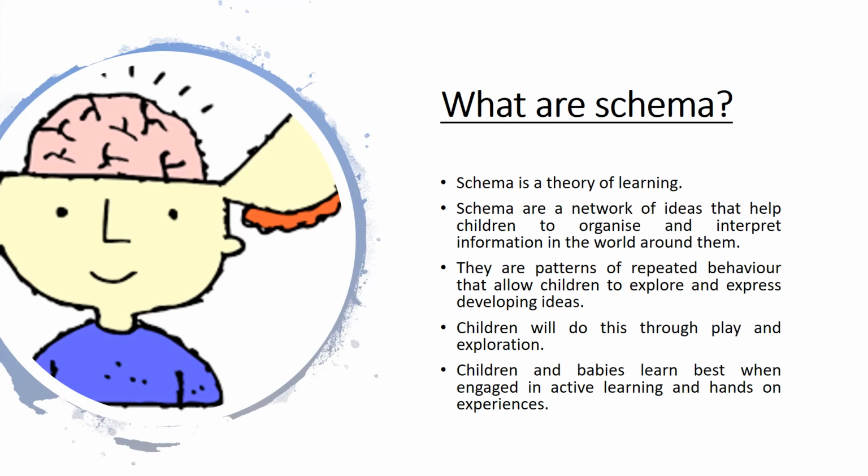Schema is a theory of learning. Schema are a network of ideas that help children to organise and interpret information in the world around them. They are patterns of repeated behaviour that allow children to explore and express developing ideas. Children will do this through play and exploration. Children and babies learn best when engaged in active learning and hands-on experience.